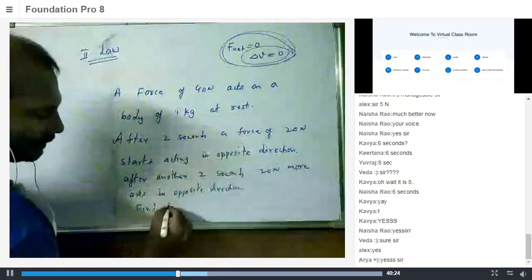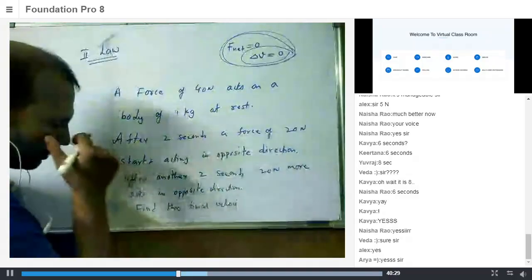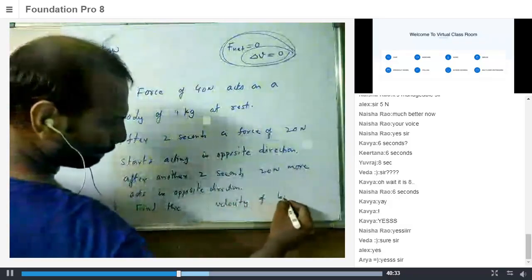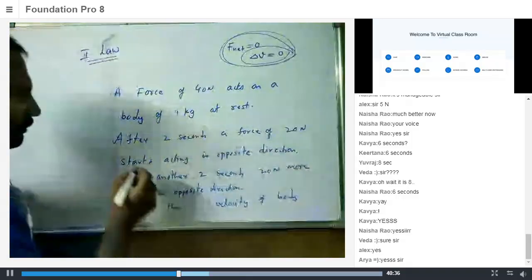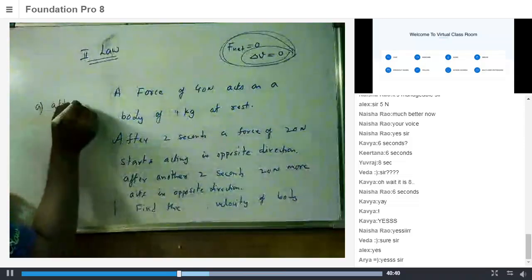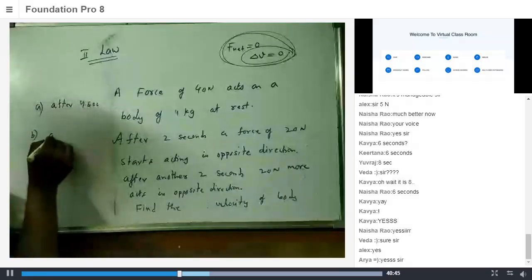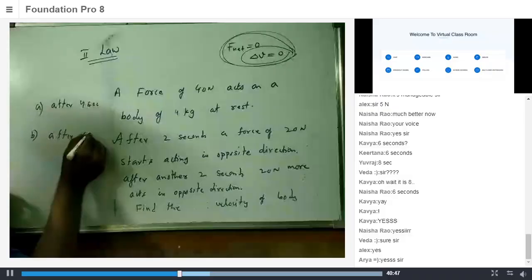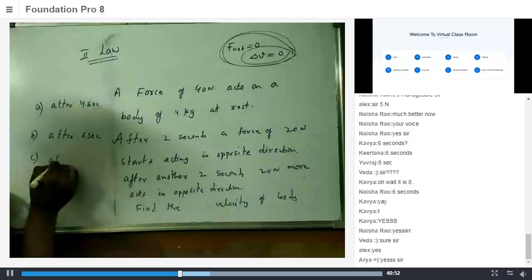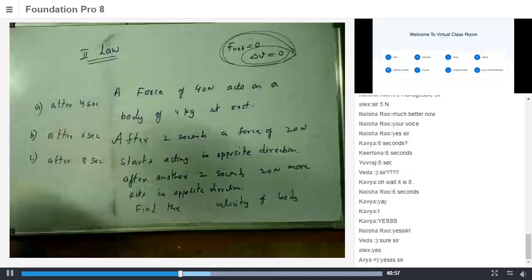Find the velocity of the body. First part A, after 4 seconds, B, after 6 seconds, C, after 8 seconds. I hope it is clear.